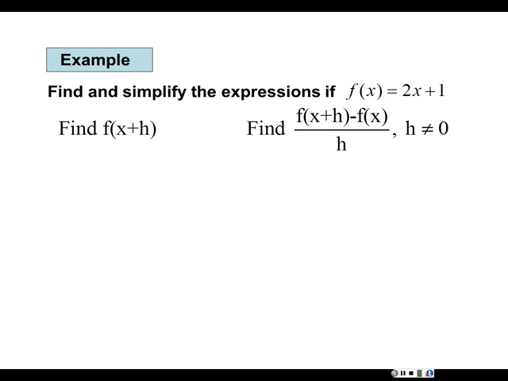Now to find the difference quotient, let's write DQ, difference quotient. What is the equation? f of x plus h minus f of x, divided by h, equals. We will write f of x plus h right now, which is 2x plus 2h plus 1, minus, and the f of x is 2x plus 1 within the bracket, divided by h.